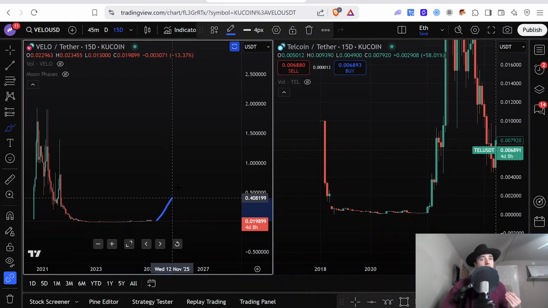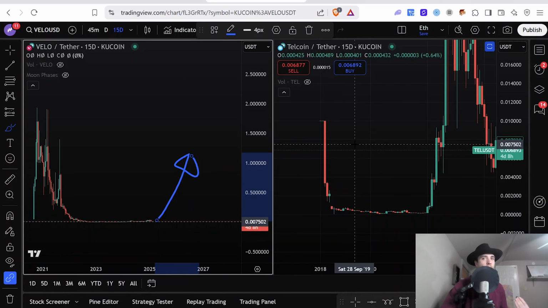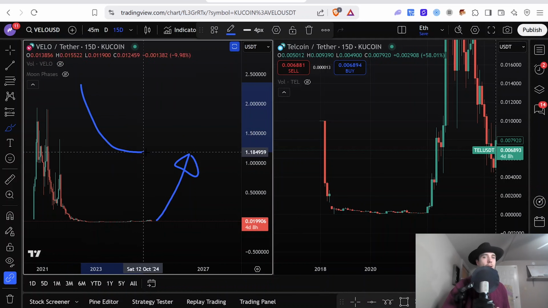So I think Velo can make a lot of people rich in this pump. The short term looks good. The big picture looks good. I've seen setups like this before, not just Telcoin, but I've watched Ethereum get added. I watched a lot of coins get added to exchanges over the years and what it looks like. And most of the time they do this. They fall off a cliff, then they go sideways, then they break out, and they start a bull market.